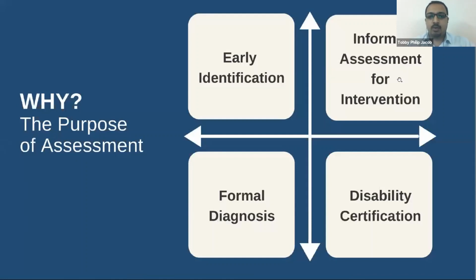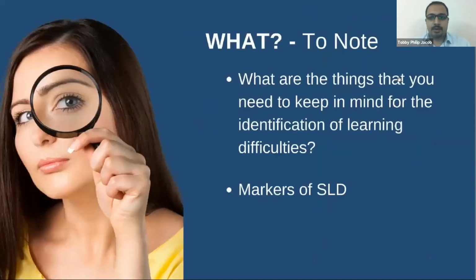Because a child who comes for a screening or an early identification can go directly to a formal diagnosis, or a child with an informal assessment can stop there, not move forward, and be provided with interventions. At a later age, a higher school child or a higher level child would only require a disability certification. So it has to be implemented, and it will be explained further on the next slides.